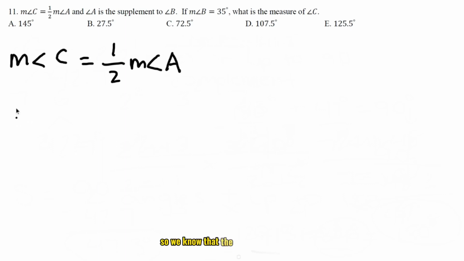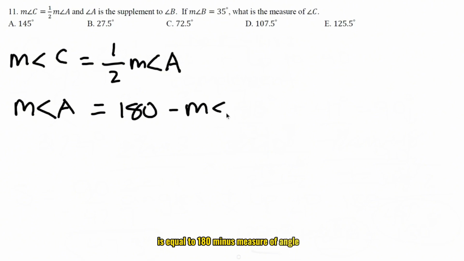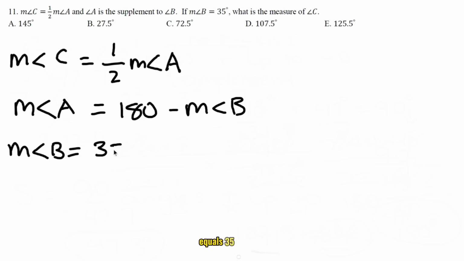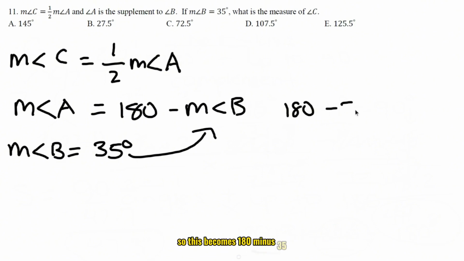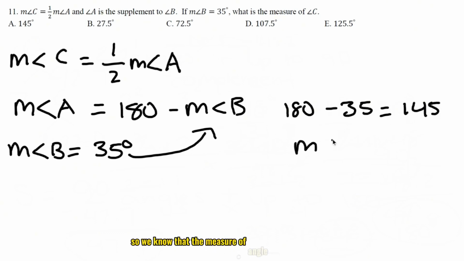So we know that the measure of angle A is equal to 180 minus the measure of angle B, because the measure of angle B and the measure of angle A are both supplementary angles. But we know that the measure of angle B equals 35 degrees, so we can substitute this 35 degrees in here. So this becomes 180 minus 35, that equals 145. So we know that the measure of angle A equals 145.